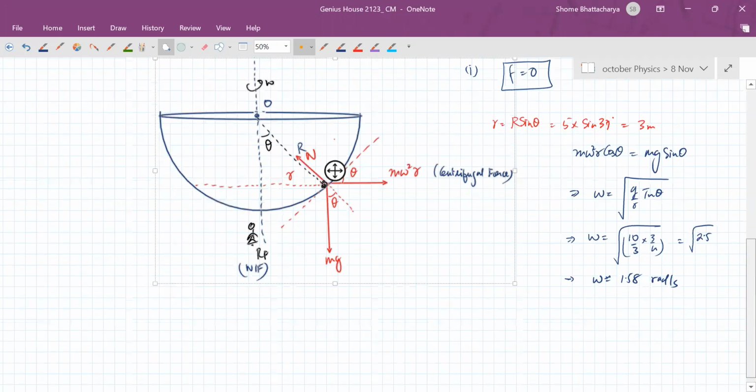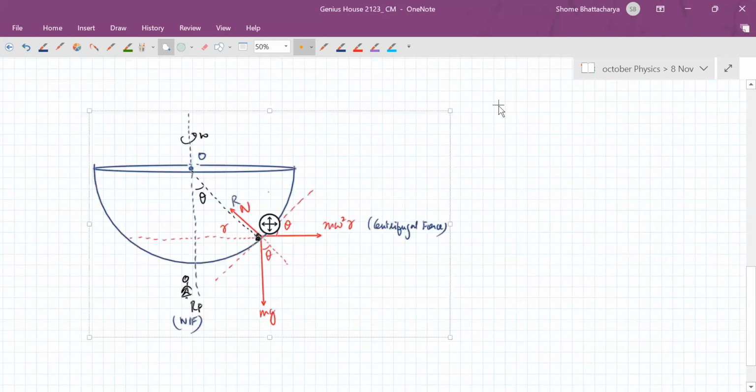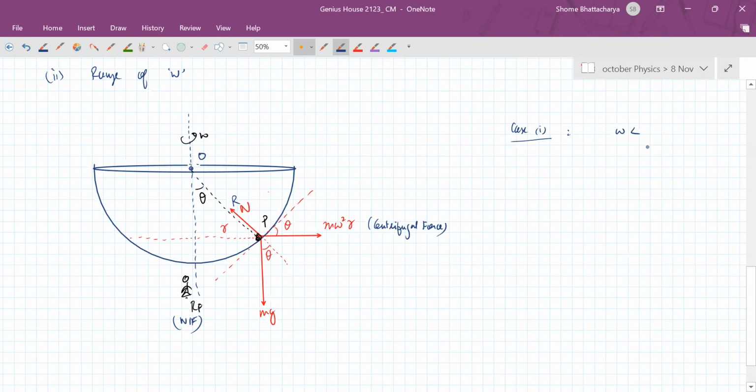Okay, so what you can understand here is that compared to this omega, if your omega is less, then there's a tendency to slip downwards. So for a range of omegas, if we take the first case, that omega is less than square root of g by r tan theta, in that case there's a tendency to slip down the surface.